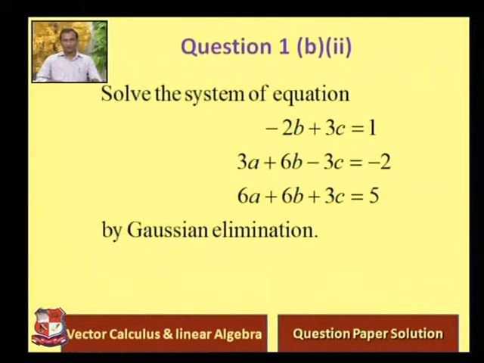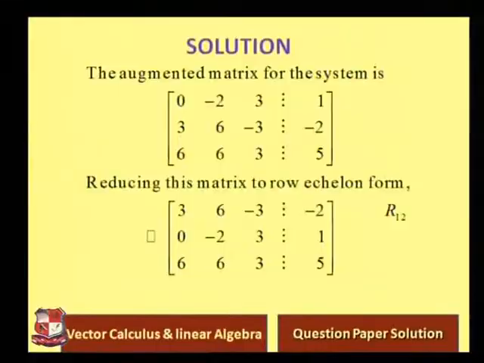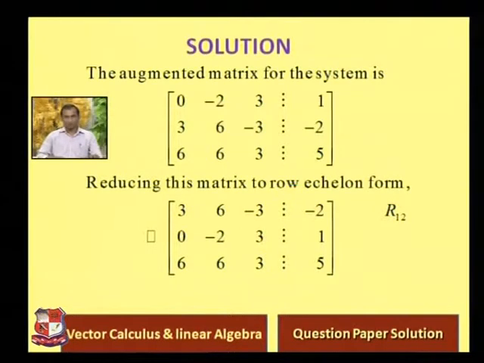This is the same as the Gauss Jordan method, but the minor difference is that here we find the upper or lower triangular form, that means row echelon form. So this is our augmented matrix for the system, like the last example, number 1, question 1a. Here the augmented matrix is 0, -2, 3, 1. That means 0, -2, 3 are the coefficients of the first equation and 1 is the constant. Similarly, the second equation coefficients are 3, 6, -3, -2, and the third is 6, 6, 3 and 5.